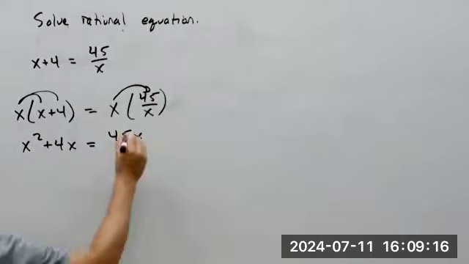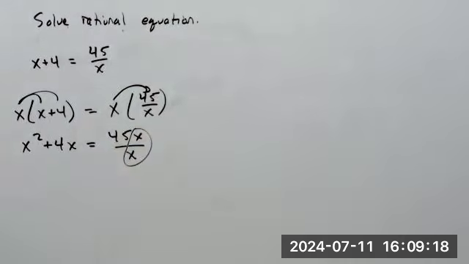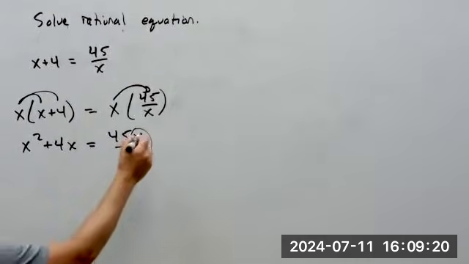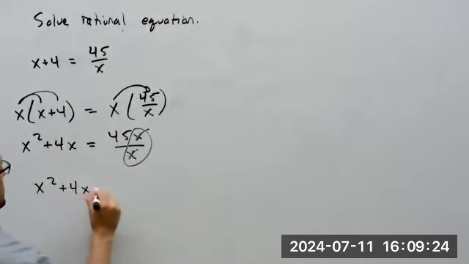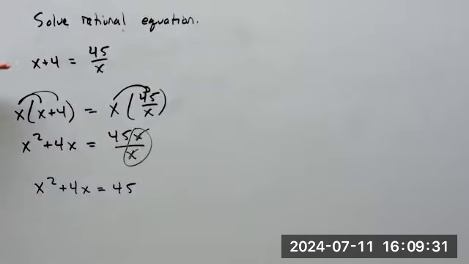Over here, on the right side, x divided by x cancel each other. So now we see our division is gone. We get x squared plus 4x equals 45. Now, this is a quadratic equation. It was a rational equation. We got rid of the division by x, and now we have a quadratic.